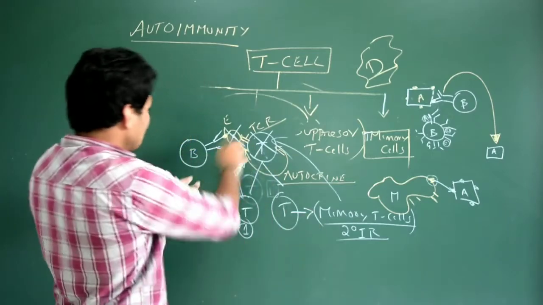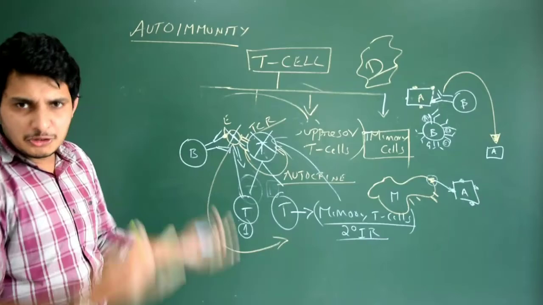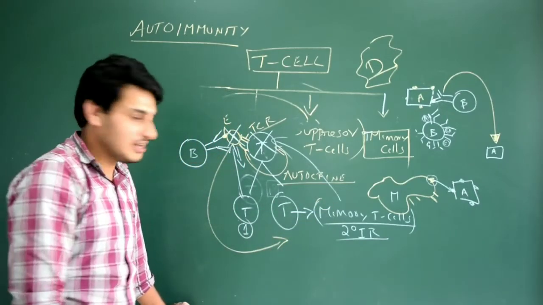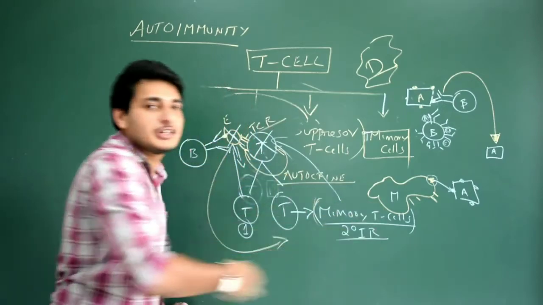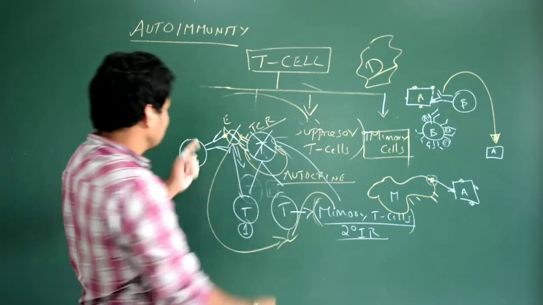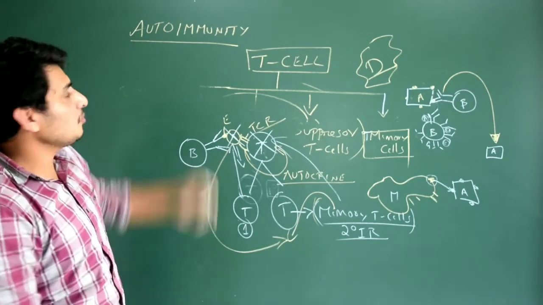When the same antigen enters our body for the second time after some years, these T memory cells will be activated, and the mechanism will continue like that. These memory T cells are ready to kill this particular antigen if it enters for the second time. So that's all about this.